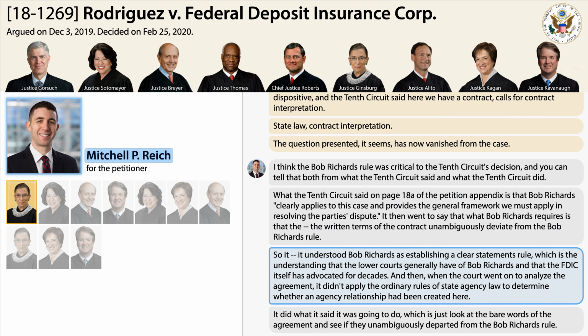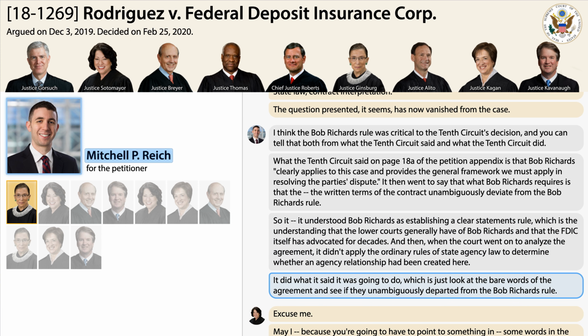So it understood Bob Richards as establishing a clear statements rule, which is the understanding that the lower courts generally have of Bob Richards and that the FDIC itself has advocated for decades. And then when the court went on to analyze the agreement, it didn't apply the ordinary rules of state agency law to determine whether an agency relationship had been created here. It did what it said it was going to do, which is just look at the bare words of the agreement and see if they unambiguously departed from the Bob Richards rule.